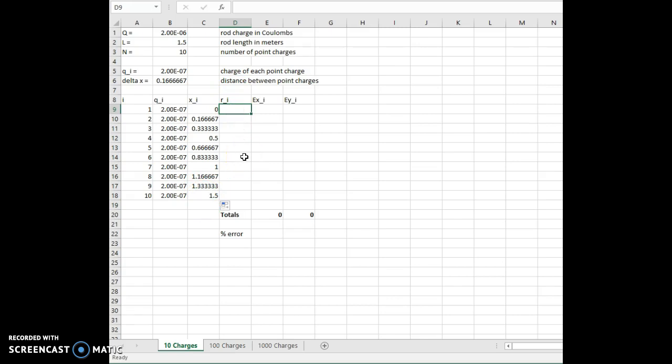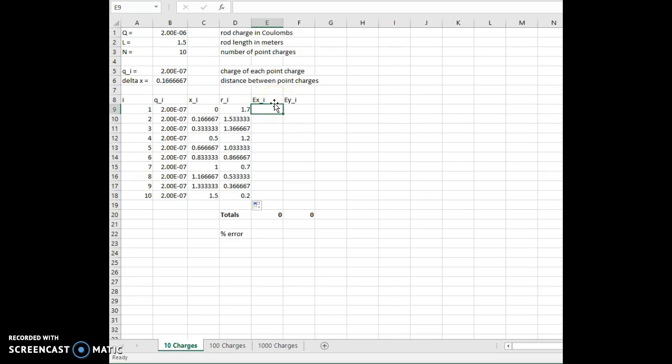How far is each of these charges from our point P of interest? Well, we figured that out when we were thinking about the integral. That's just 1.7 minus x. So my first charge is 1.7 meters away from point P. My last charge is 0.2 meters away from point P. Now I'm ready to calculate the electric field.